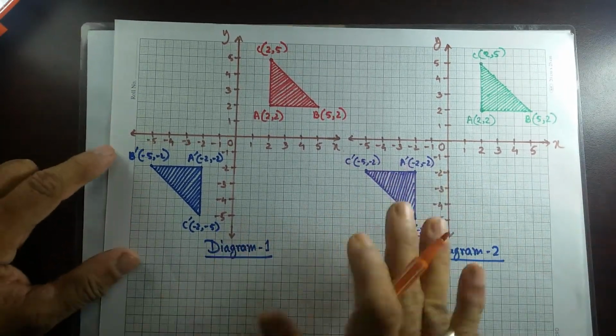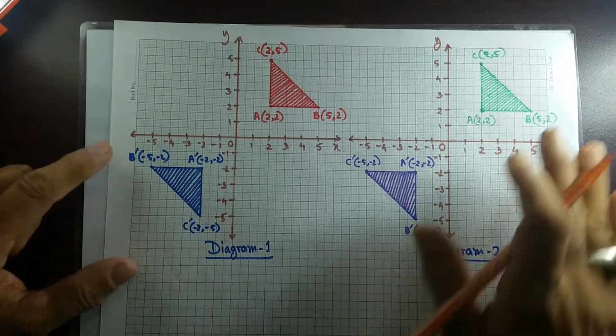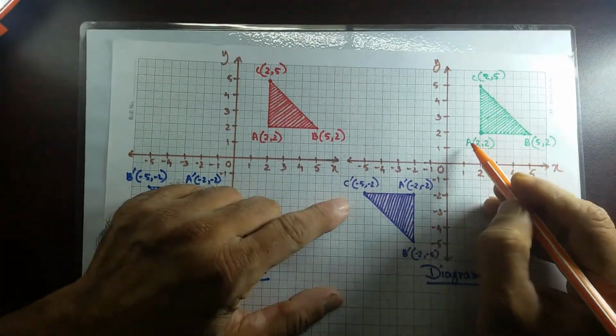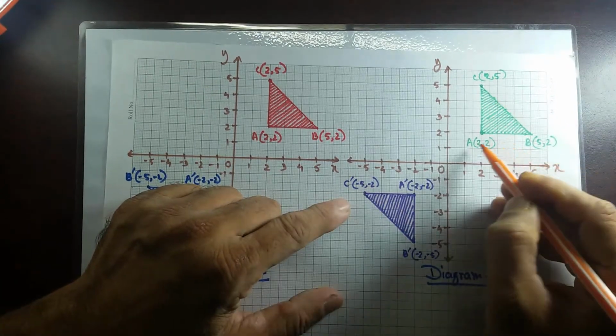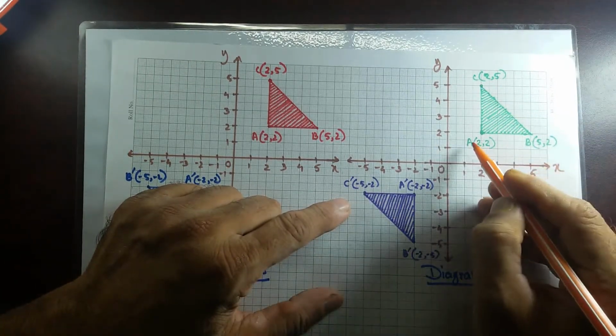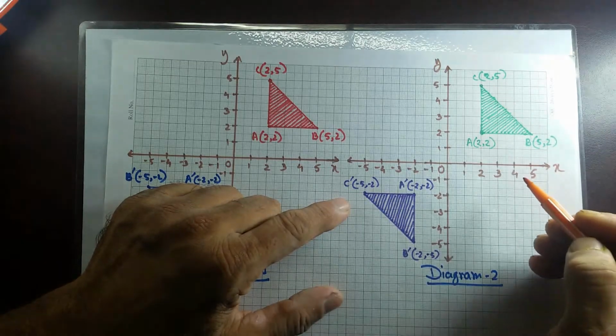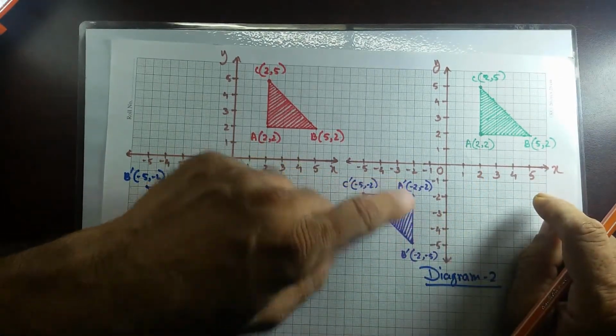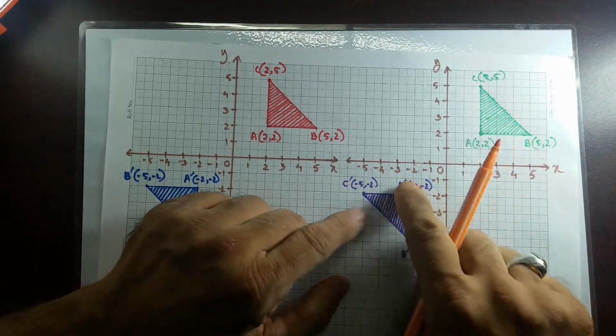I have two diagrams, diagram 1 and diagram 2. Look at diagram 2. I'll start with diagram 2. I have this object with vertices of a triangle A, B, and C. The coordinates are given. And then let this purple triangle be the image of this triangle, A prime, B prime, C prime.